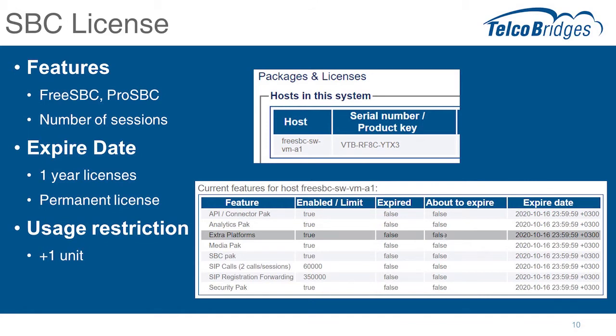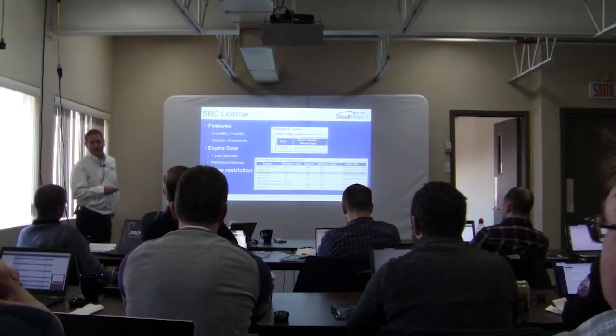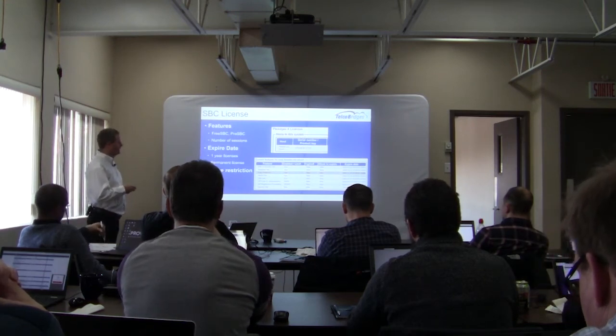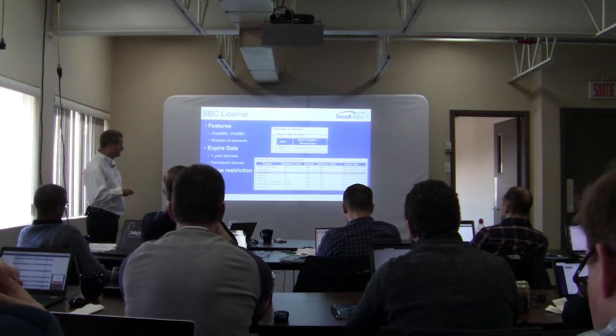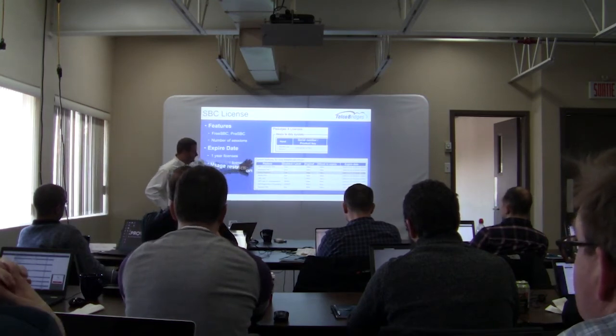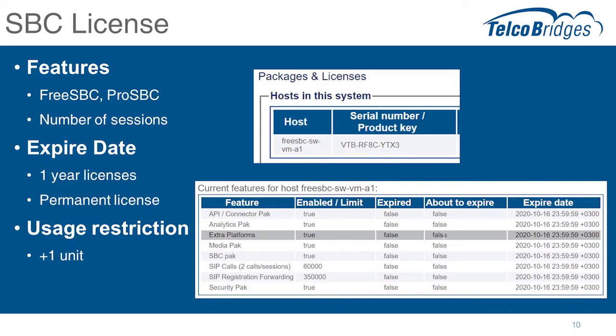SBC licenses. So you have Free SBC and Pro SBC licenses. You have your product key, which is very important. That's how your license is attached. You can see that in Packages and Licenses. You see the elements here. When you use Pro SBC, all of them are available. When you use Free SBC, some of them are not. Like I think Analytics Pack maybe is not there in Free SBC. Okay, some of them are not there.